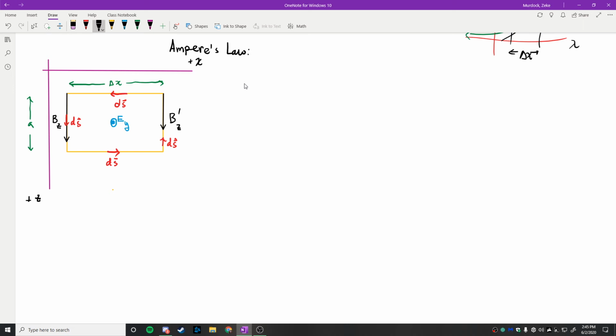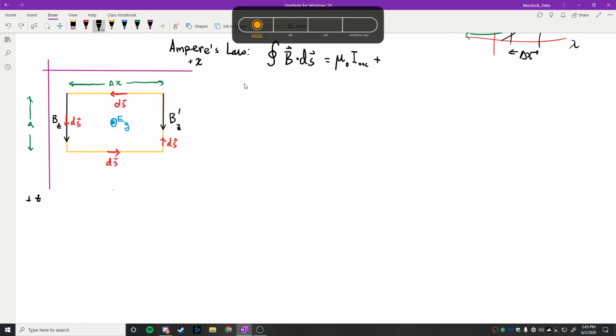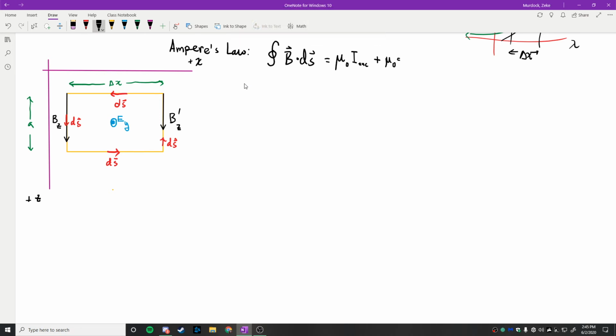Ampere's law states that if you take the line integral, not of the electric field, but of the magnetic field, B dot ds, around a closed path, there's a relationship between this and a couple of things. So you're going to have two terms here. There's one that's mu naught times the current enclosed by your loop. There's another term that is mu naught times epsilon naught, the time derivative of the electric flux. Okay.